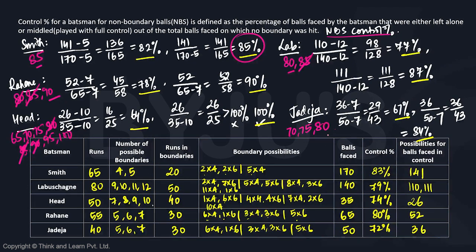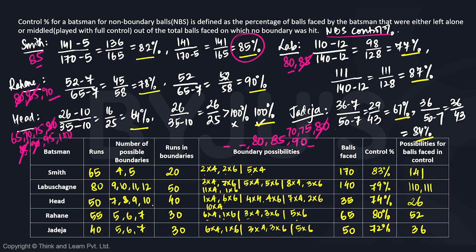These are the three values. 80 is not possible, since these are consecutive multiples of 5%. Right now we have 80 by Lab, 85 by Smith, and 90 by Rahane. So we can have either 75 and 70, which is very much possible by a combination of Head and Jadeja, or we can have 70 and 95, because Head can take 95.